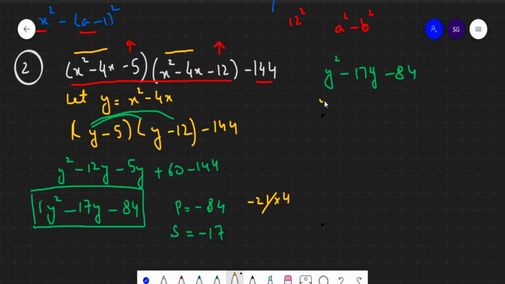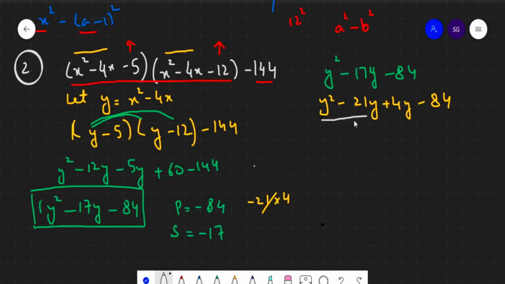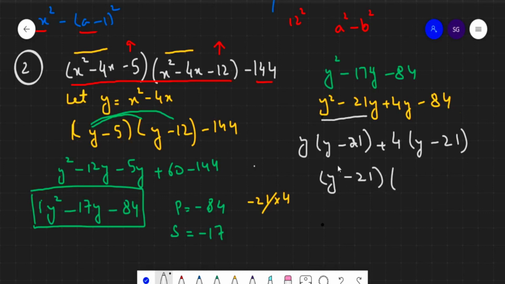So y squared minus 21y plus 4y minus 84. And now we have 4 terms, so we know how to do it. If it is 4 terms, we factorize. We first pair up and then factorize each pair. So from the first pair, we have y common out, so it's y minus 21. And from the second pair we have 4 common out, so this is 4 times y minus 21. And now that the two brackets are common, y minus 21 is the common bracket, and you're left with y plus 4. So guys, this is factorization done so far, but it's not the complete answer.